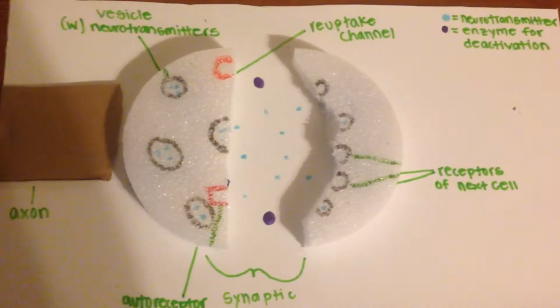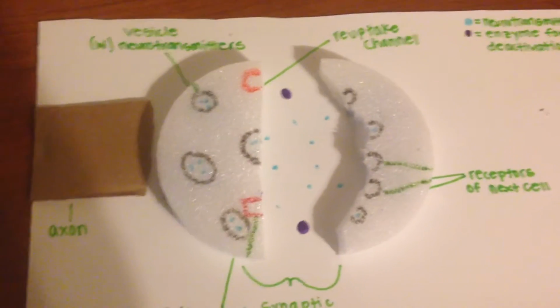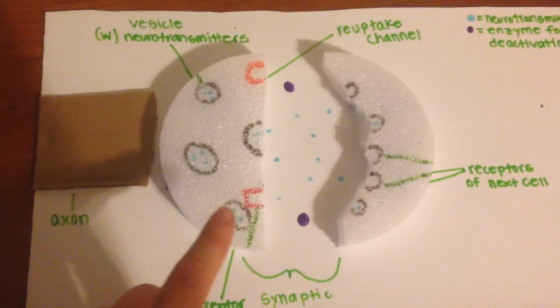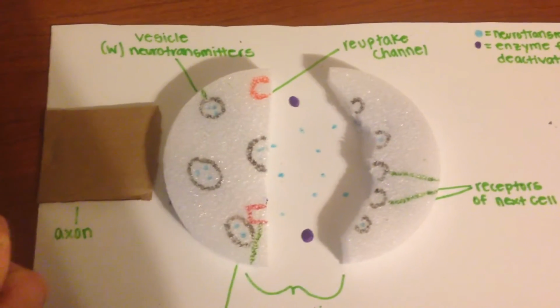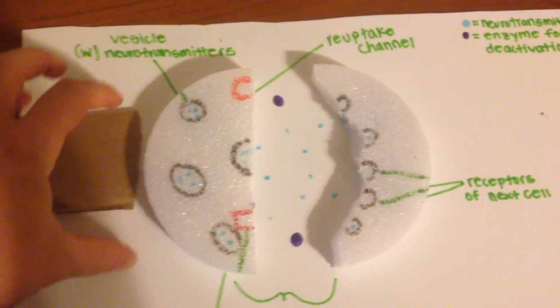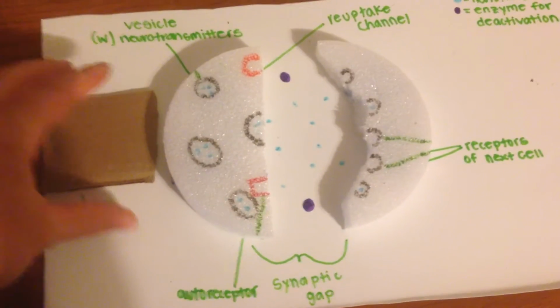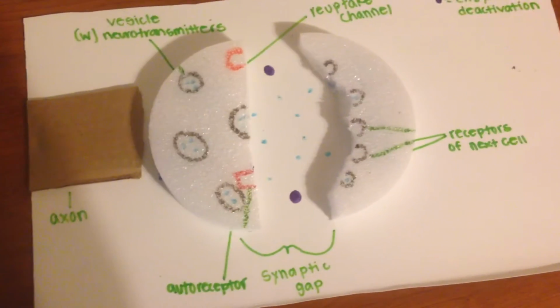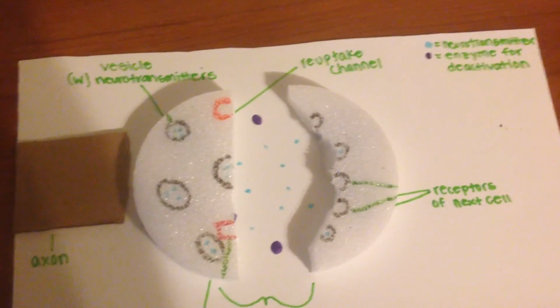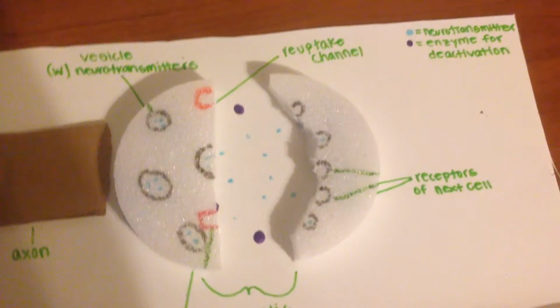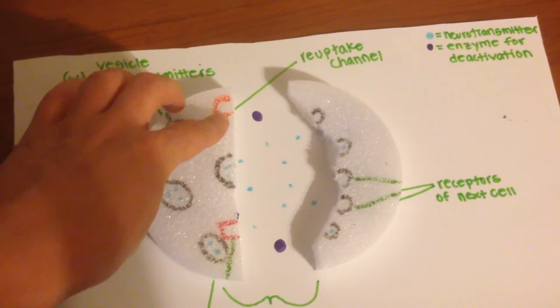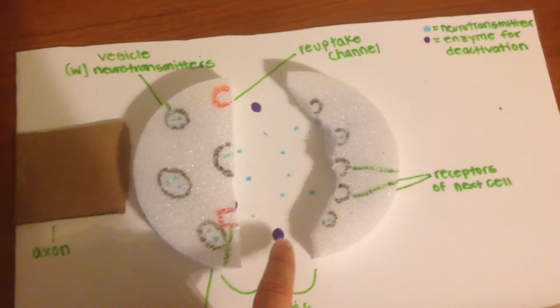And as soon as the last receptor is filled on the following neuron, then the autoreceptor on the previous neuron is going to catch a neurotransmitter and tell this neuron to stop firing. And the point of this is to save energy for the neuron. And what's going to happen to the extra neurotransmitters is they're either going to be taken into the reuptake channel or they're going to be eaten by enzymes.